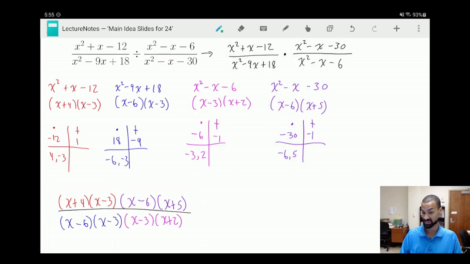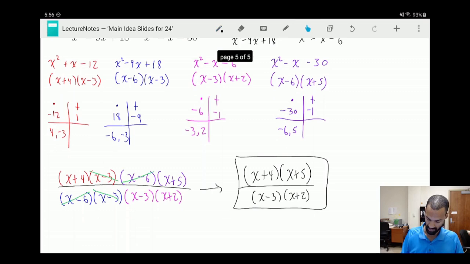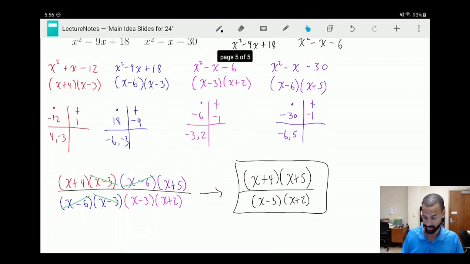Okay, so let's see what we can cancel out. X minus 3, x minus 6, and that's it. So our final simplified fraction here is x plus 4, x plus 5 over x minus 3, x plus 2. Okay, I think that was the last one. So there we go. We multiplied and divided and simplified rational expressions.